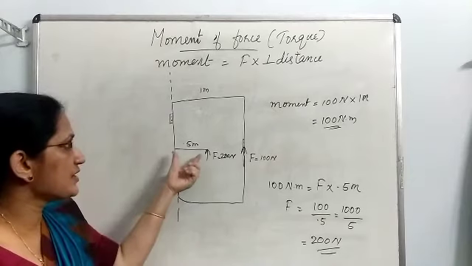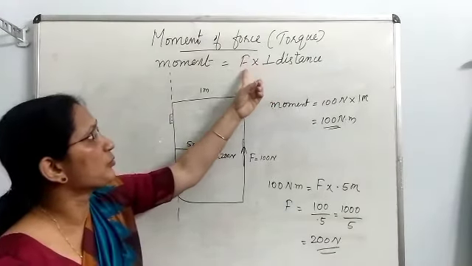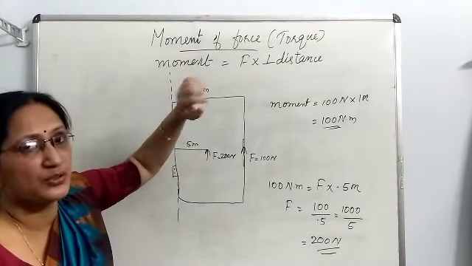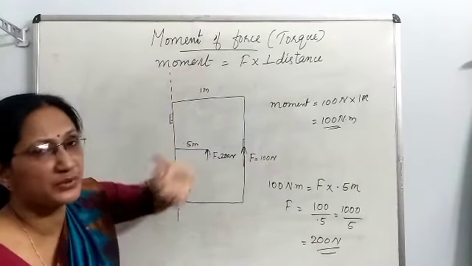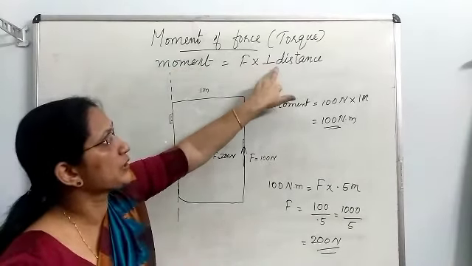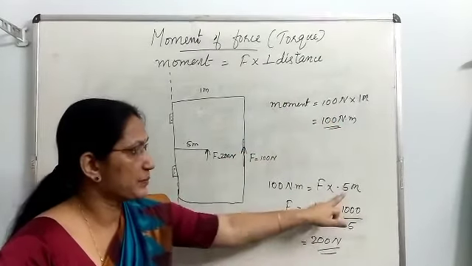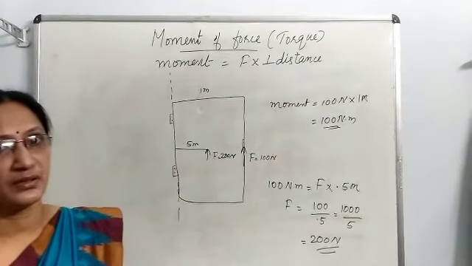The reason is, as the perpendicular distance decreases, the force required will increase because moment is fixed. To move this door, the moment required is a fixed amount, 100 Newton meter. If the perpendicular distance is more, force required will be less. If perpendicular distance decreases, more force will be required.